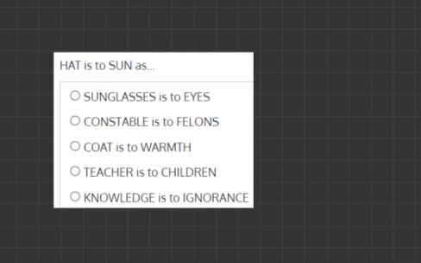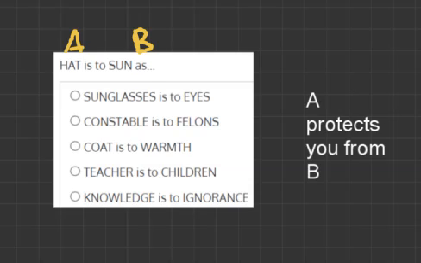So if I call the first word A and the second word B, and I just think about the relationship between a hat and a sun. Well, a hat protects you from the sun. So I can write that in. So I'll do it on the right. I'm just going to write A protects you from B. Great. So now we're going to go through our answer options and see which share this relationship.